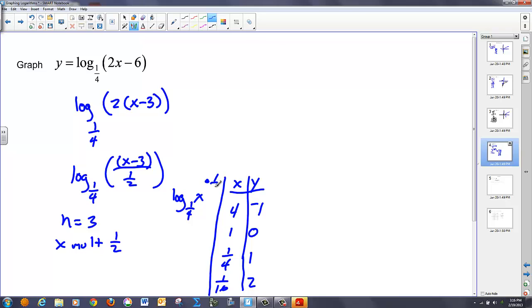So now I can graph all these after I've taken and multiplied my x values by a half. So 4 times a half is going to be 2. 1 times a half is a half. A quarter times a half is an eighth. And a 16th times a half is a 32nd. So this is going to be super squeezed.